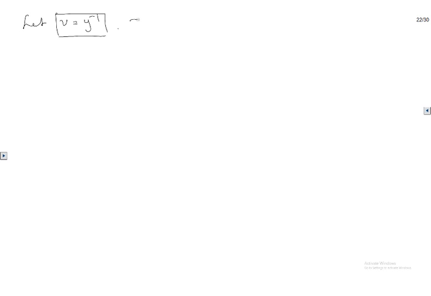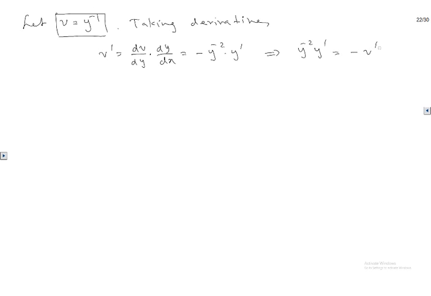Okay, and then taking derivatives, we're going to have v prime equal dv over dx. You don't want to write this one again and again, because if you remember what to do, just go ahead and do it. This is negative y to the negative 2, that's the first term, and then y prime. And this says that if you solve for y to the negative 2 y prime, because that's the first term that you see in the equation, it is negative v prime. So you have to do that. So y to the negative 2 y prime is negative v prime.